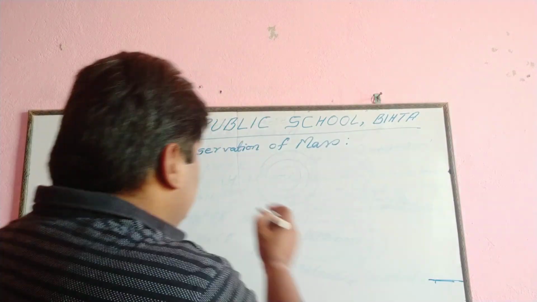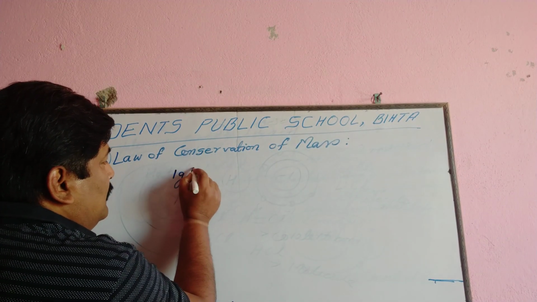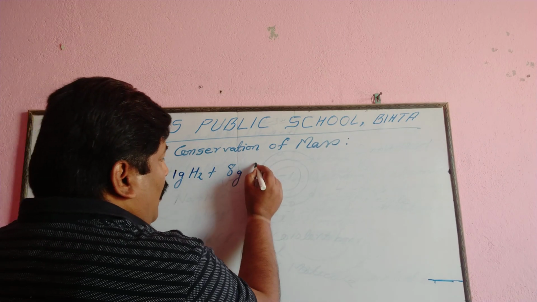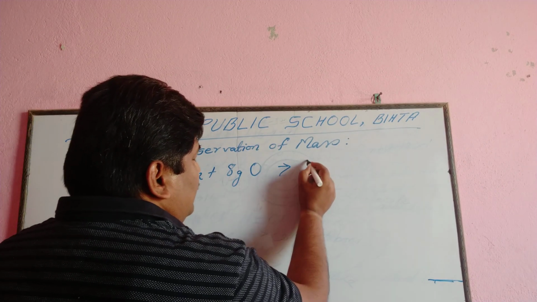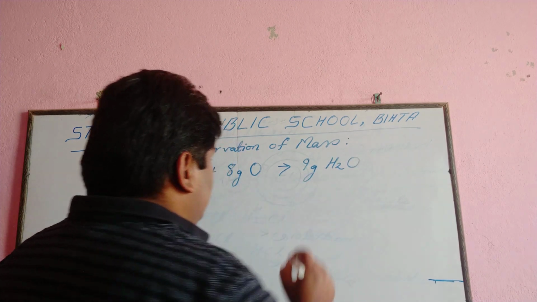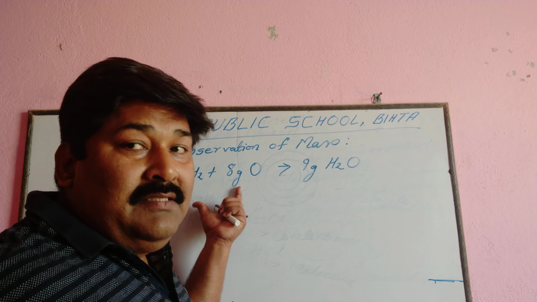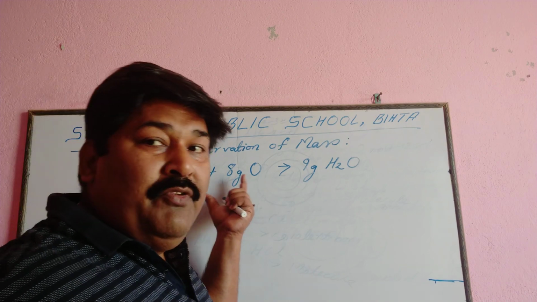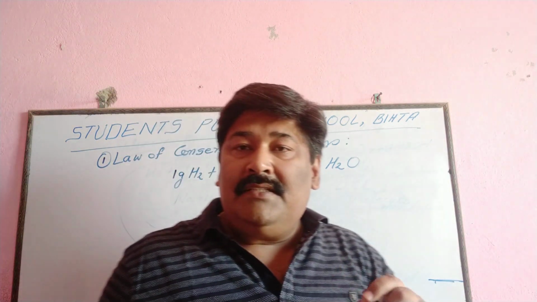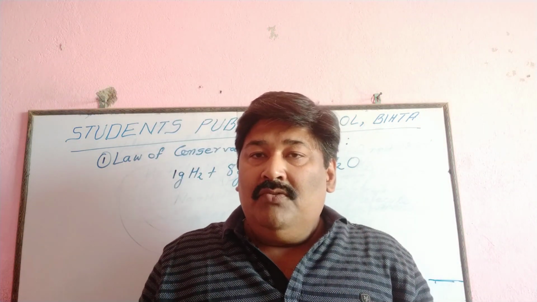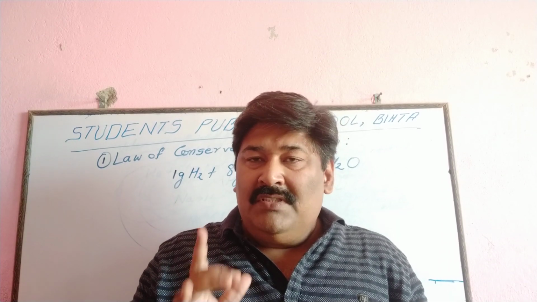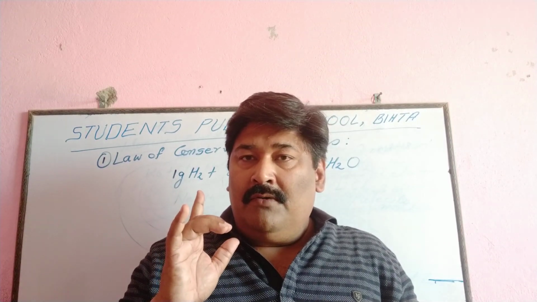1 gram hydrogen plus 8 gram oxygen, you will get 9 gram of water. Very important. Means mass is the same before reaction and after reaction. Mass is neither created nor destroyed during a chemical reaction. Okay? So this is known as law of conservation of mass.